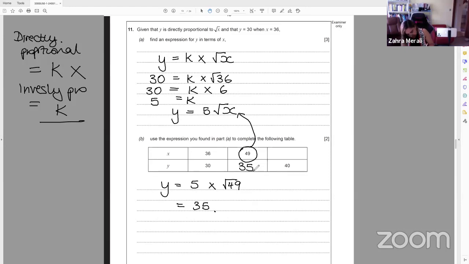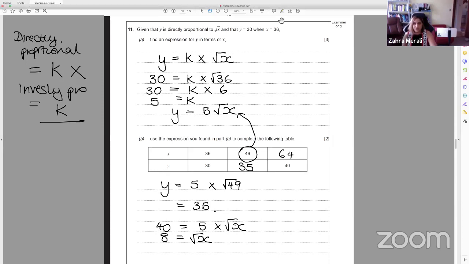And here we're told the Y value, which is 40, equals 5 times root X. So we want to get root X on its own. 40 divided by 5 gives you 8 equals root X. How do you get rid of root X? What's the opposite of rooting something? It's squaring it. So we square the 8 and we get 64.